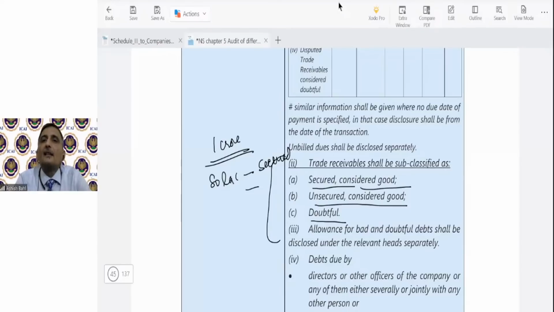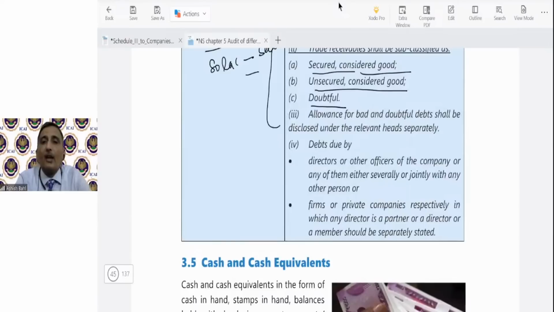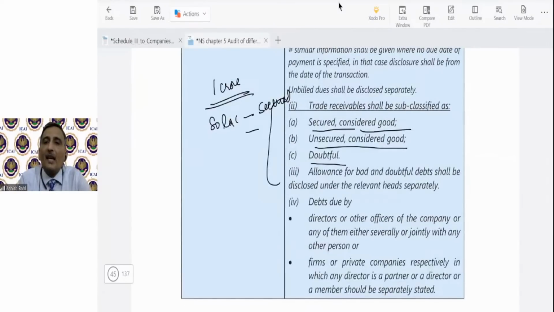So normally the trade receivables are usually unsecured, but these can be secured also. Say some trade receivable is secured by some sort of guarantee or some sort of bank guarantee, so that would be secured, or a letter of credit is there. And allowance for bad and doubtful debts shall be disclosed under the relevant head separately.